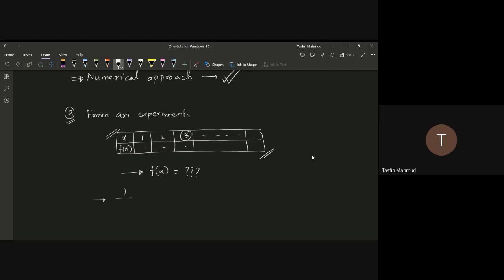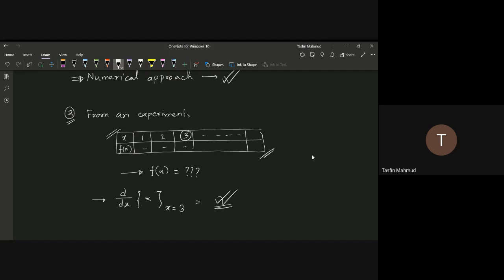So if I ask you to calculate the derivative of this data table, let's assume we have got any function, or just this data table, and we have to calculate the derivative at x equals 3, then numerical approach will help us again.